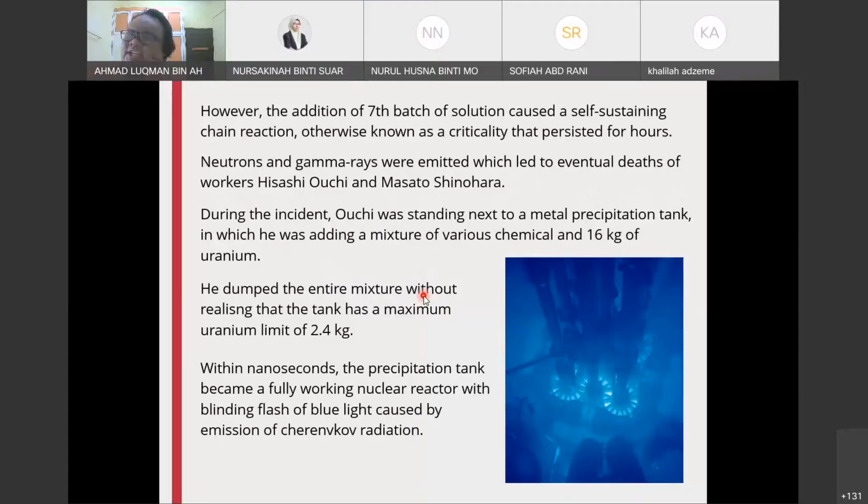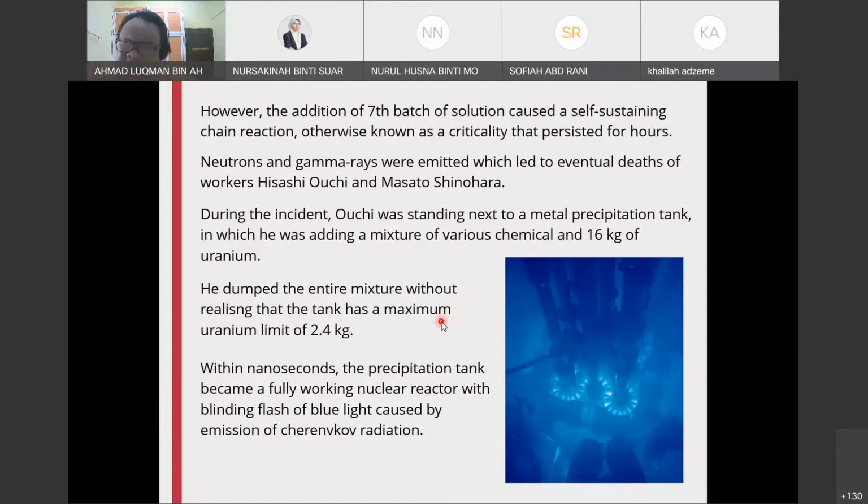However, the addition of the 7th batch of solution caused a sustained chain reaction, otherwise known as criticality, that persisted for hours. Neutrons and gamma rays were emitted, which led to the eventual death of workers Hisashi Ouchi and Masato Shinohara. During the incident, Ouchi was standing next to a metal precipitation tank in which he was adding a mixture of various chemicals and 16 kilograms of uranium. He dumped the entire mixture without realizing that the tank has a maximum uranium limit of 2.4 kilograms.